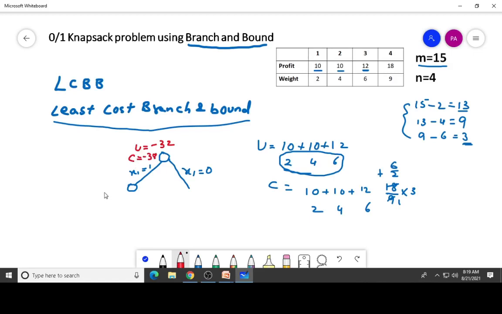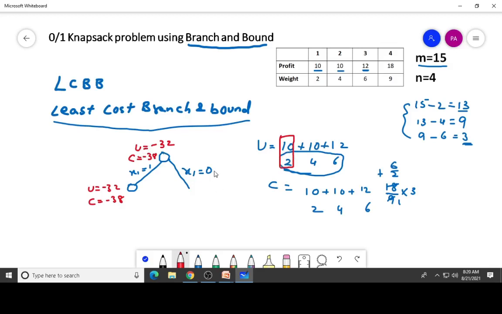So here x1 equals 1 means when you are adding this 1, you will get the same thing. Yes, I am adding, so whatever the value here, the same thing you are going to get here. U is minus 32, C is equal to minus 38. Because how did I get this value? After adding the first item.